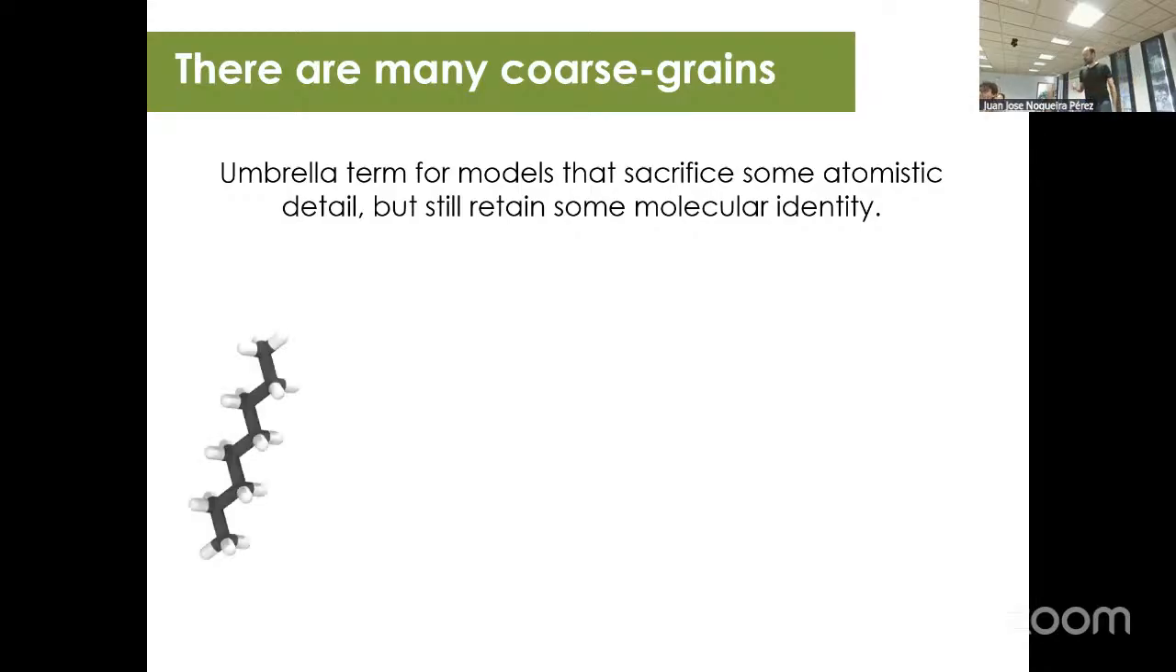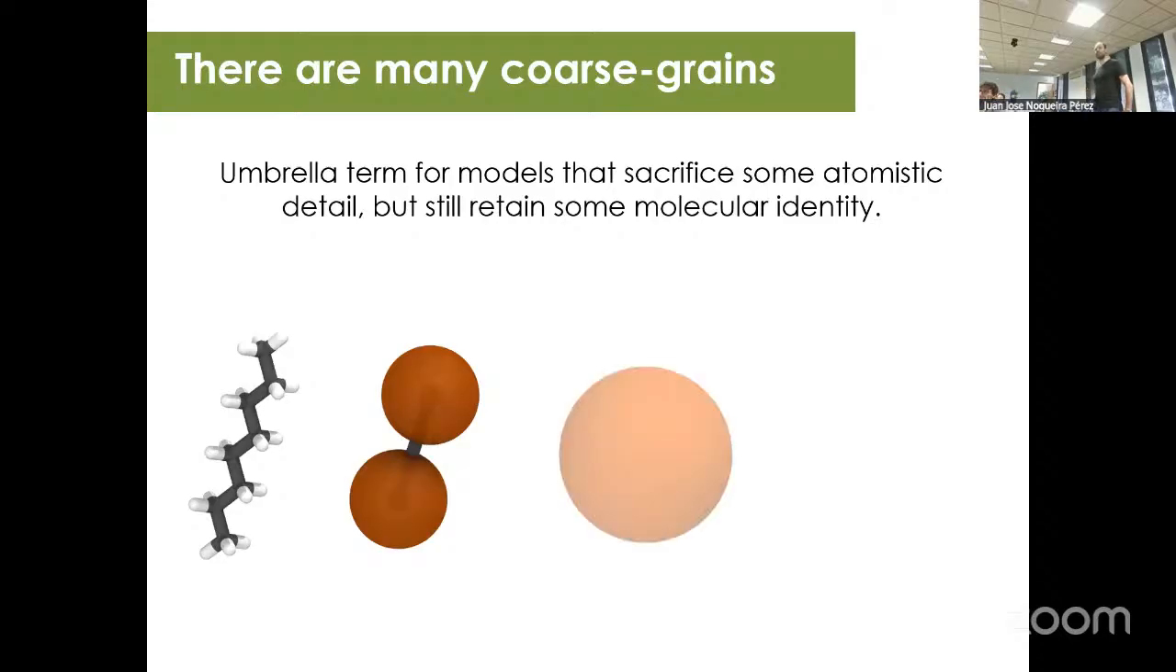And there are different types. For instance, okay, you have the octane I showed in the first slide, and this can be a coarse-grained model of it. It's simplified, 2 particles, but this might be just enough. We could just as well approximate this molecule by a single particle.